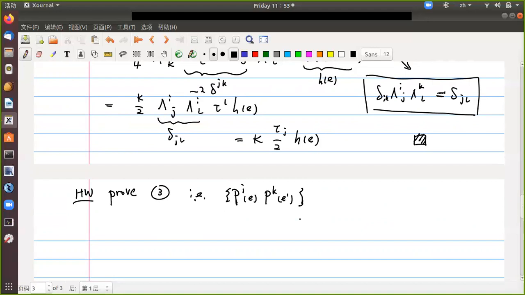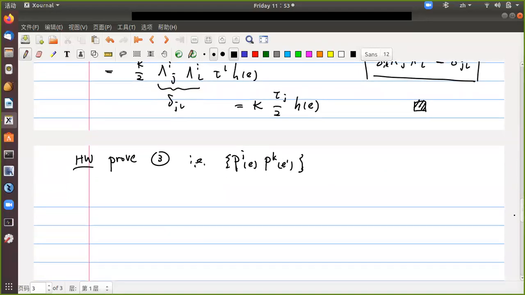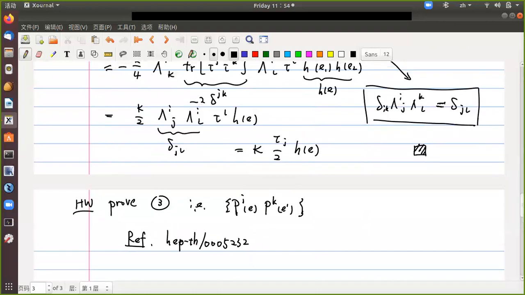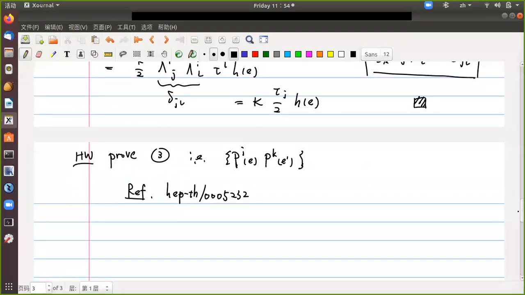Compute this. In case you have difficulty computing the intermediate steps, there's a reference, and in the reference you can find the derivation of all those Poisson brackets. So this reference is HEP-PH. It's the original reference for deriving these Poisson brackets. 0, 0, 0, 5, 2, 3, 2. So go to this reference and you can find all the details of the derivation. But I do encourage you first to try it by yourself. If you can't make it, you look at this reference. Okay.